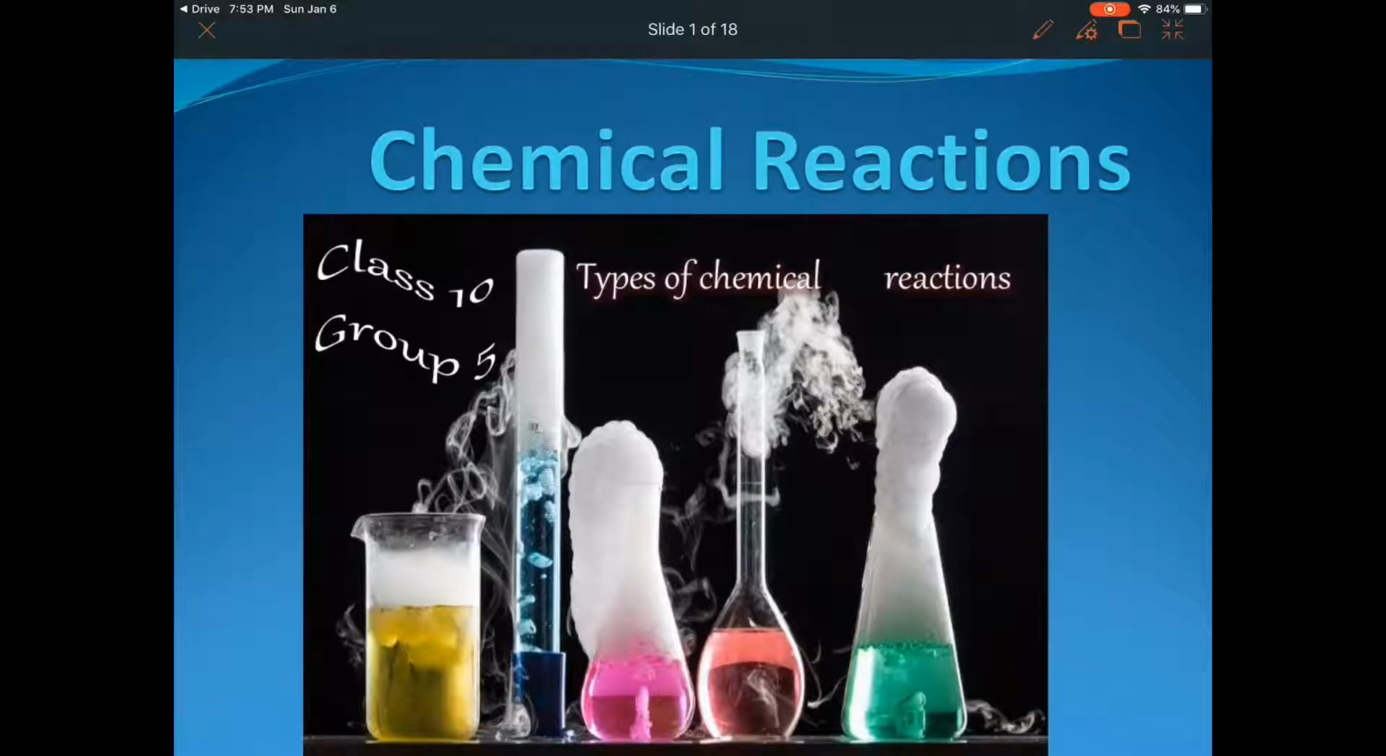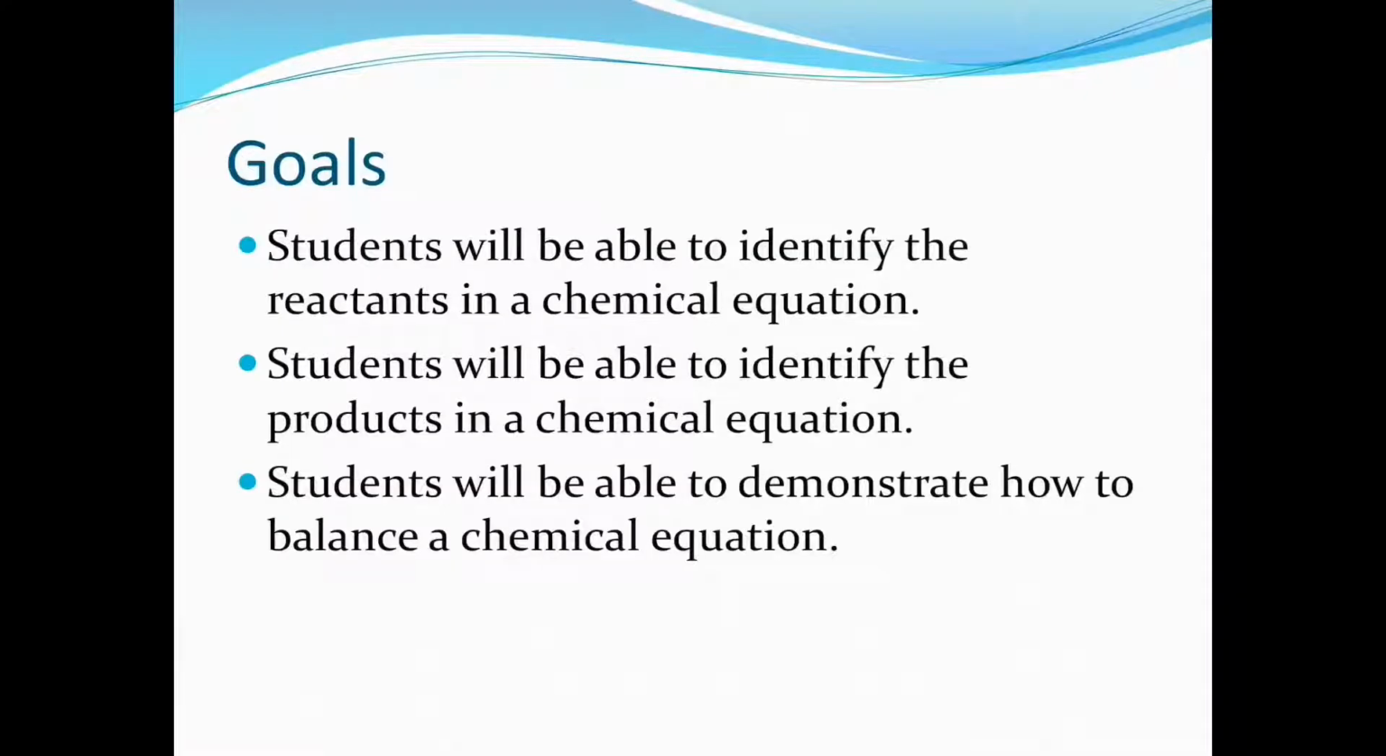So today we're going to be talking about chemical reactions and what each piece of the reaction is and how to make sure that this reaction is balanced. The goals for today are that by the end of this lesson you should be able to identify the reactants in a chemical equation, identify the products in a chemical equation, and also be able to demonstrate how to balance a chemical equation.